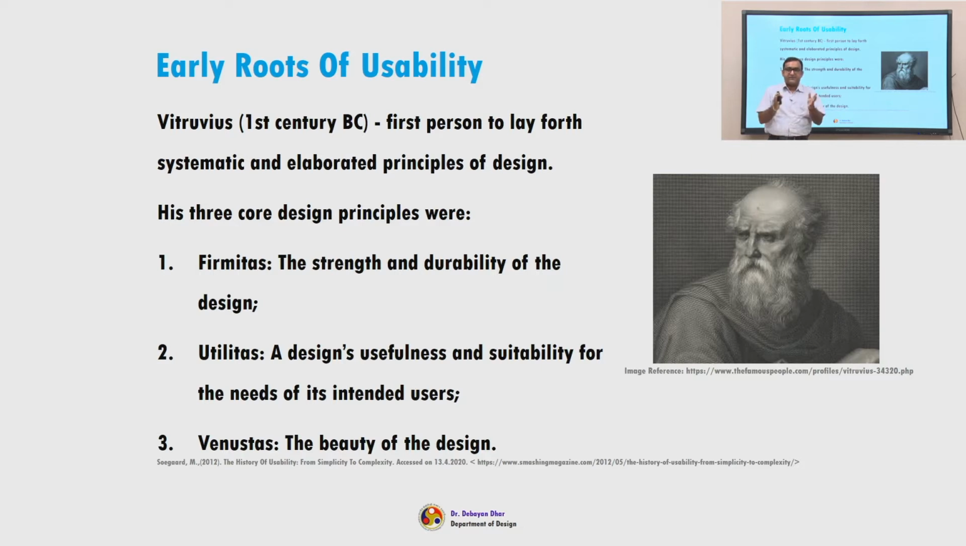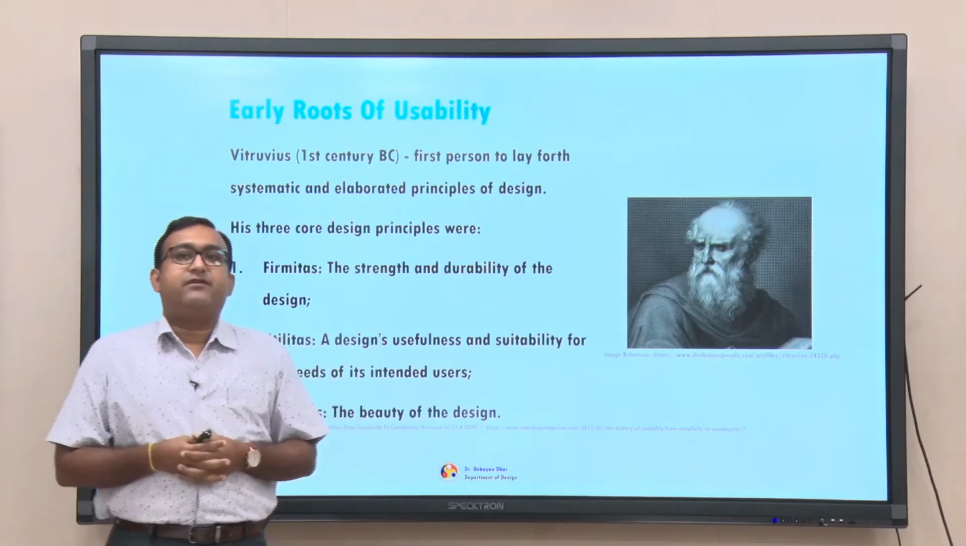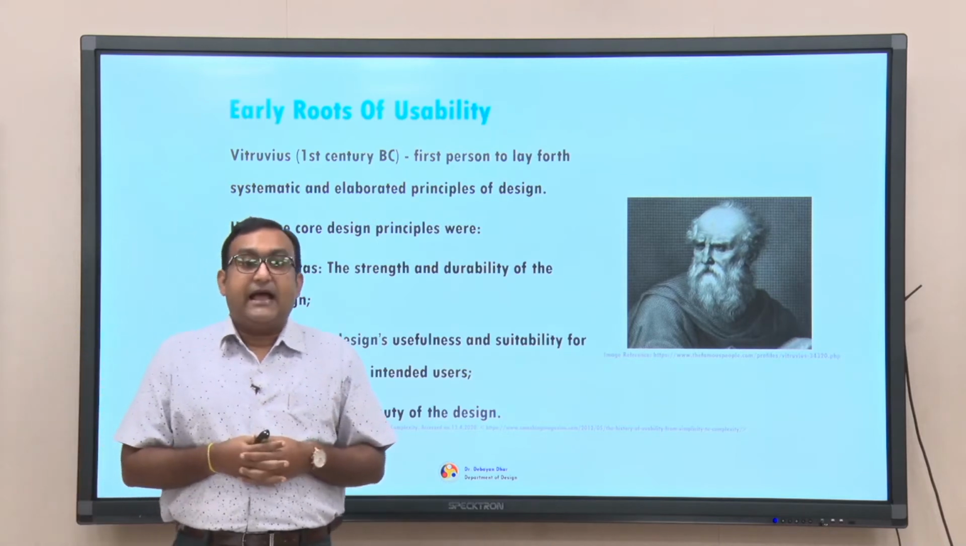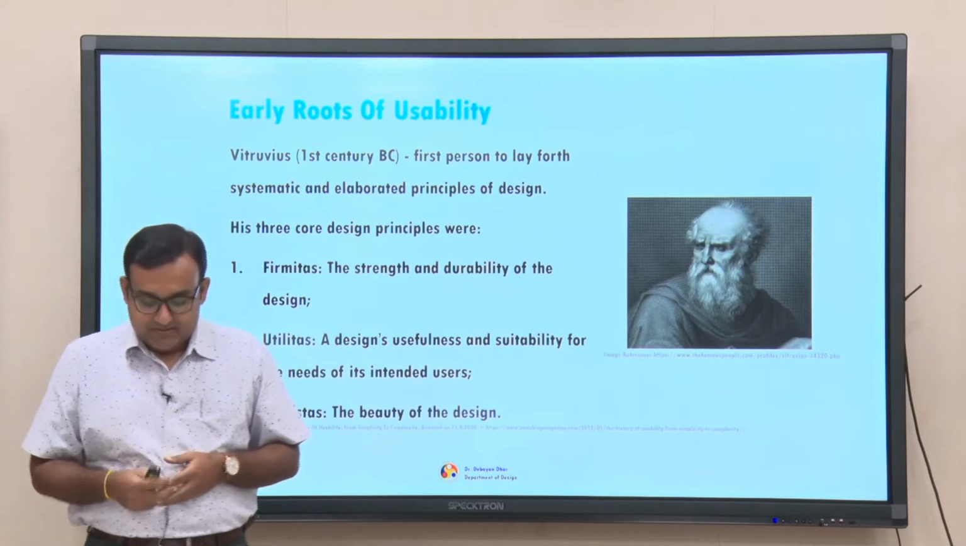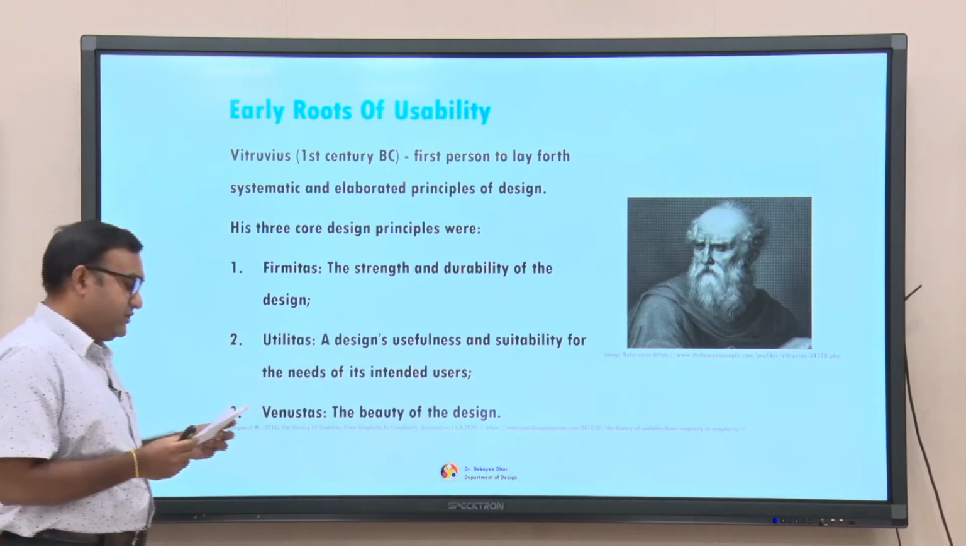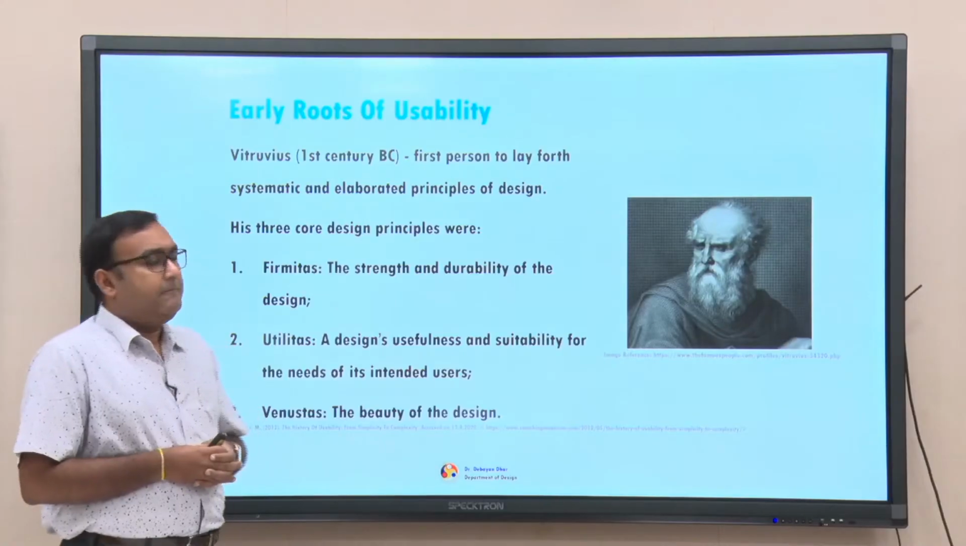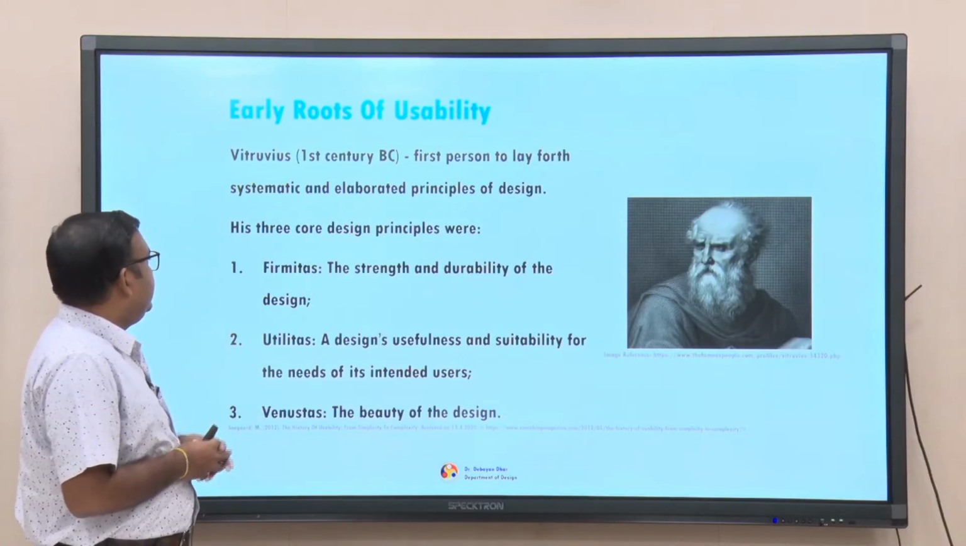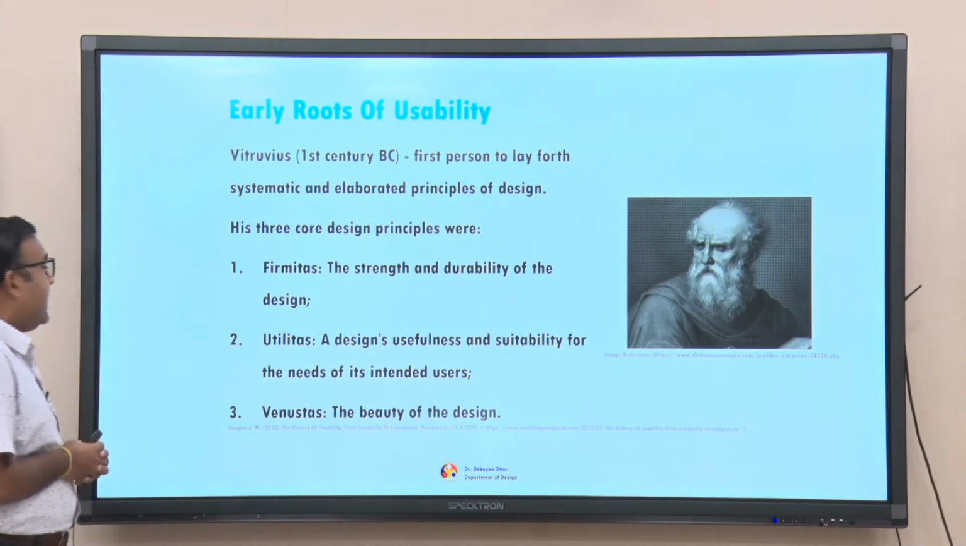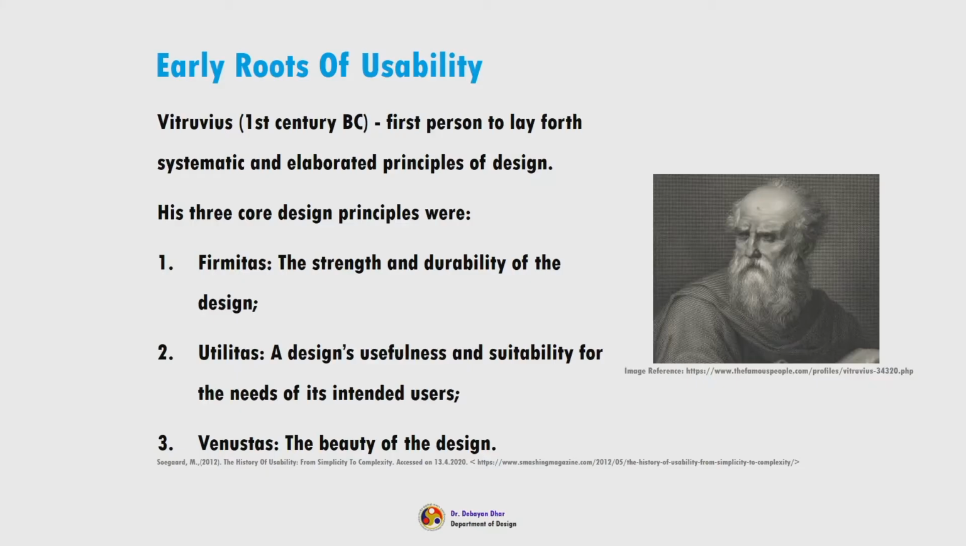Vitruvius was the first person, if we can trace back in history, who actually laid the foundations of systematic and elaborated principles of design. Now, Marcus Vitruvius Pollio was a Roman architect. He was a civil and military engineer who, around the first century BC, explained or defined the three core design principles. And these were firmitas, utilitas, and venustas.